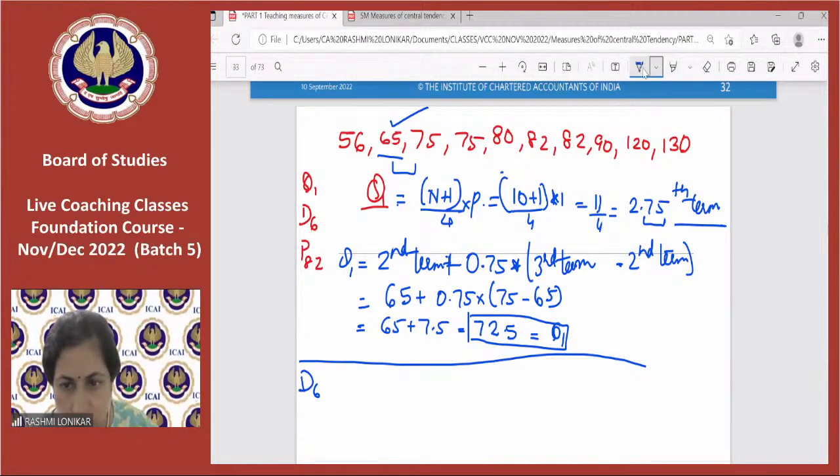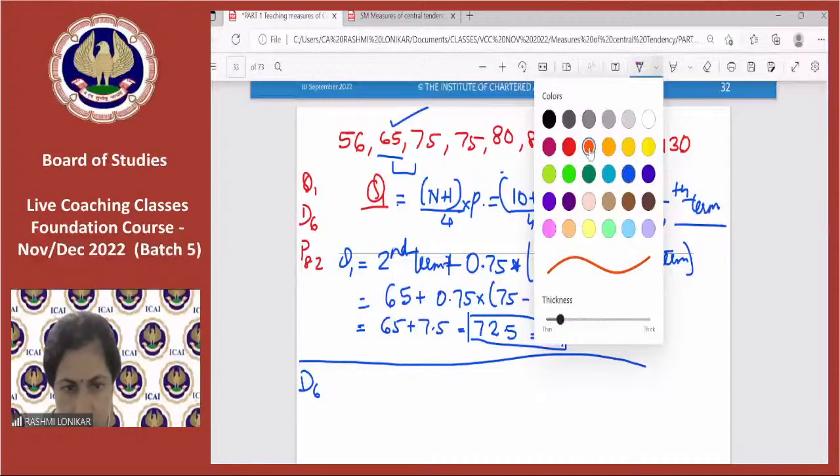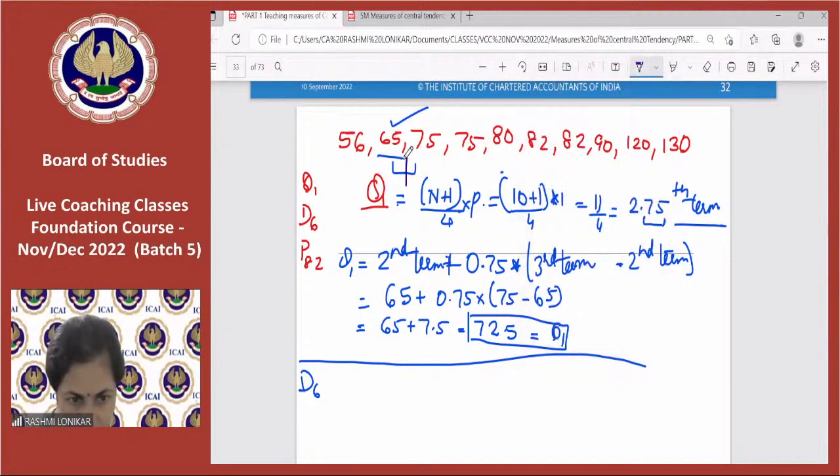So this quartile is going to lie somewhere here. Okay. So this is 65 and this is my 75. So it is going to lie somewhere here. Where is it going to lie? It is going to lie at 0.75, so it will lie more towards the 75 mark. So I am getting here 72.5. Okay.